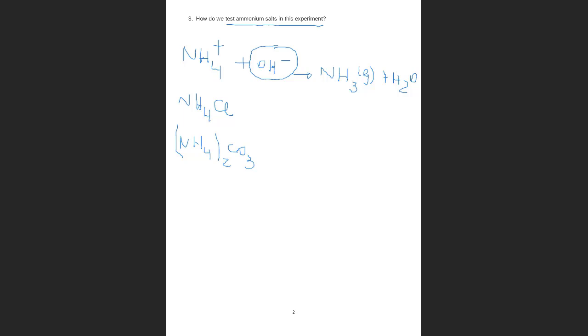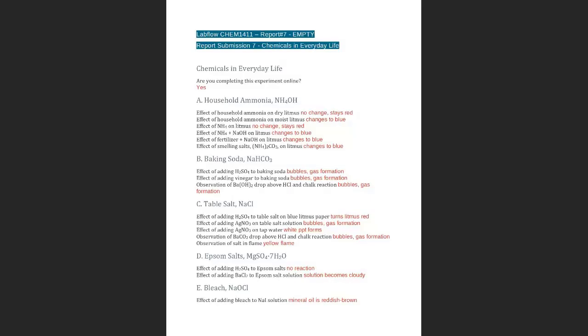Any questions so far before we go to check on the experiment page? So when the time comes to complete your experiment, all this that is written in red is going to be given to you. So basically, the effect of household ammonia on dry litmus. If the litmus paper is dry, there is no change. It's going to stay red. So you can read that.